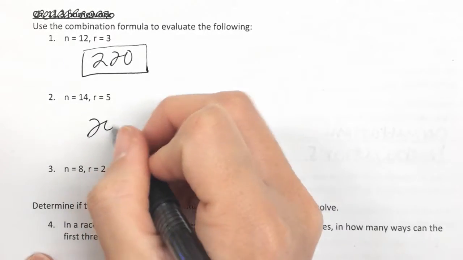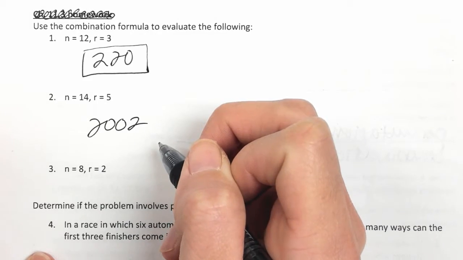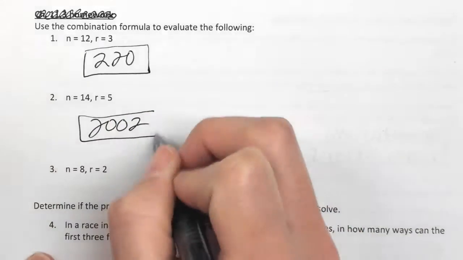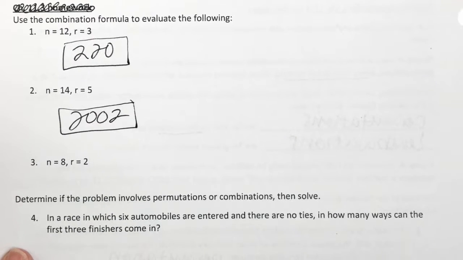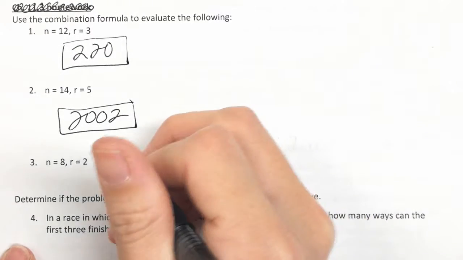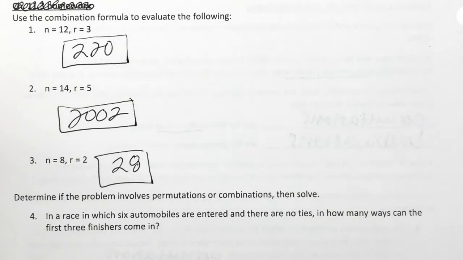2002. Raise your hand if you agree. Anybody disagree? Okay, good. Questions? Alright, Heidi, what'd you get for number 3? 28. Everybody agree? Yeah. Good. Alright, so everybody's good with those.